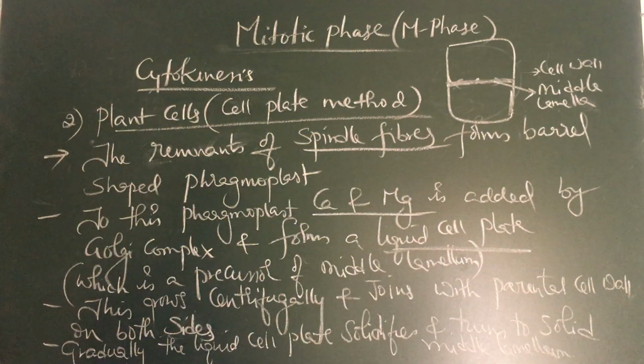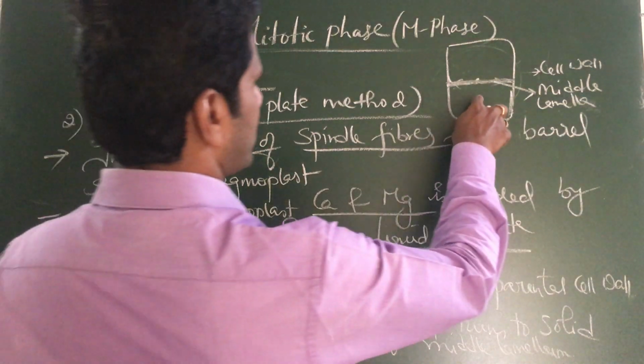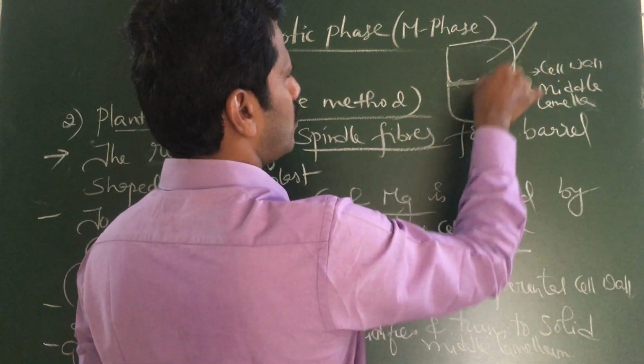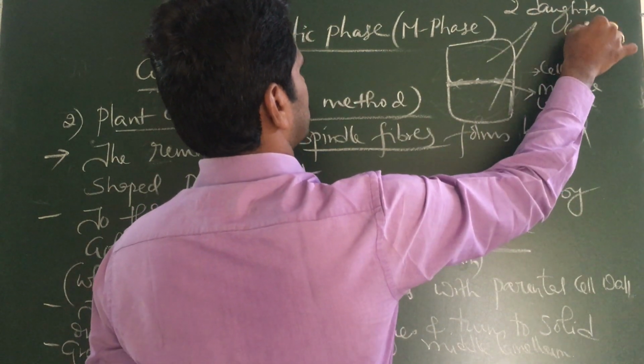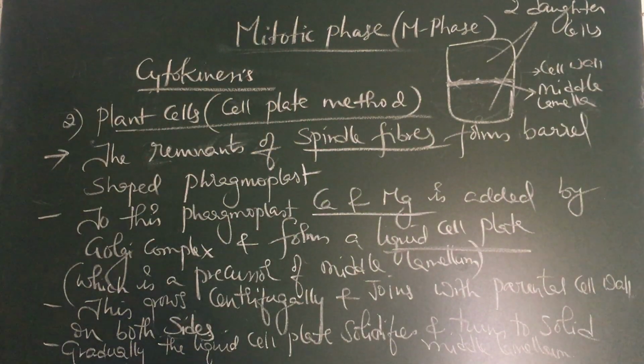Okay, so that is what we generally see. Now the liquid cell plate has turned into a solid cell plate, a solid middle lamella. Then that will separate the cell into two daughter cells. Now it's separated into two daughter cells.